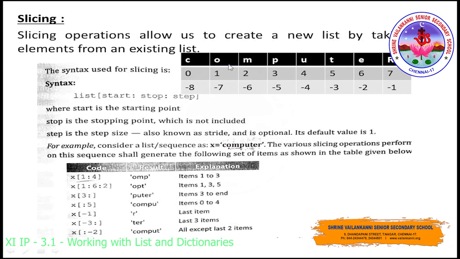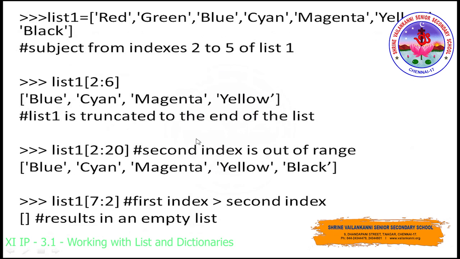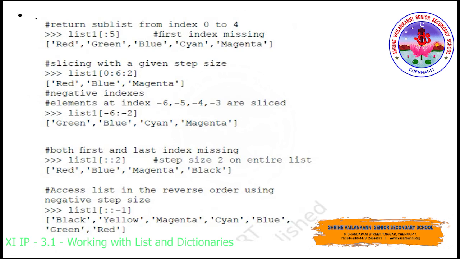So always the first index should be less than the second index, but here the first index is greater than the second index. So what will happen? It will result in an empty list. Empty list means empty square brackets will be printed. That represents an empty list. Got it? So this is how slicing operation works on list.